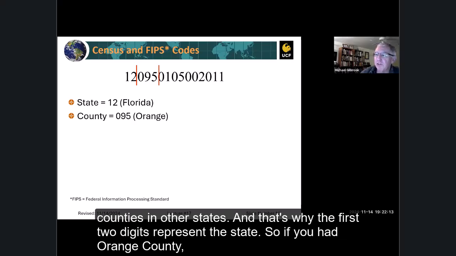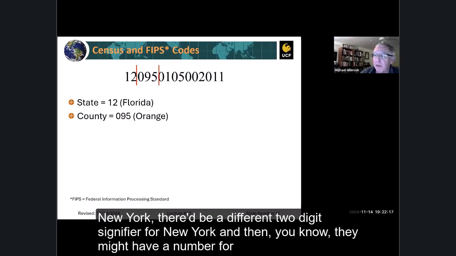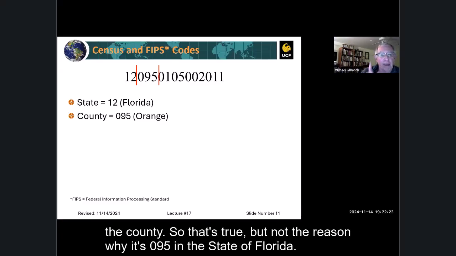Well, that is true. There are other Orange counties in other states. And that's why the first 2 digits represent the state. So if you had Orange County, New York, there'd be a different 2-digit signifier for New York. And then they would have a number for the county. So that's true, but not the reason why it's 095 in the state of Florida.